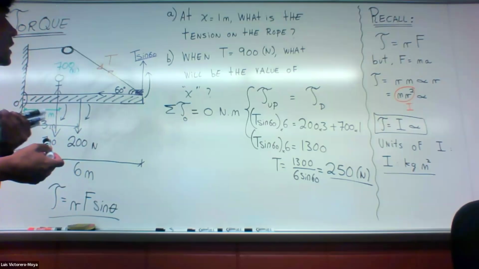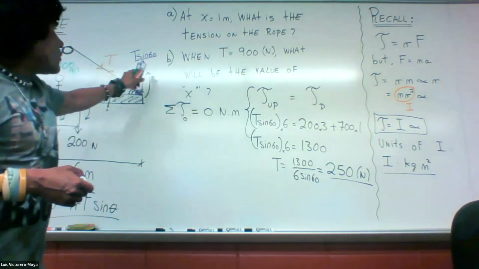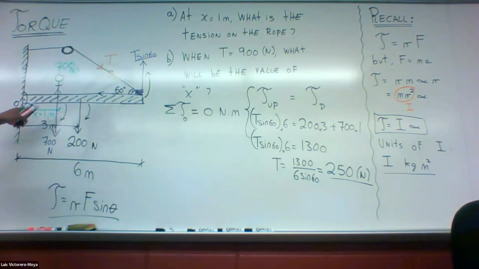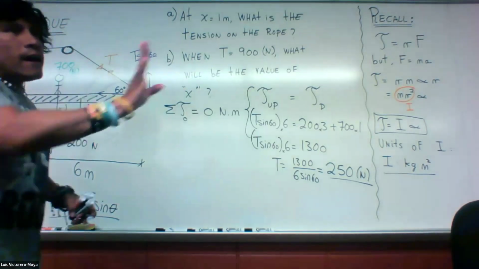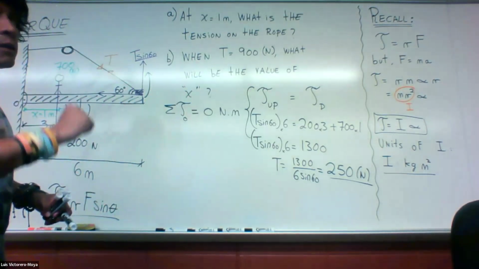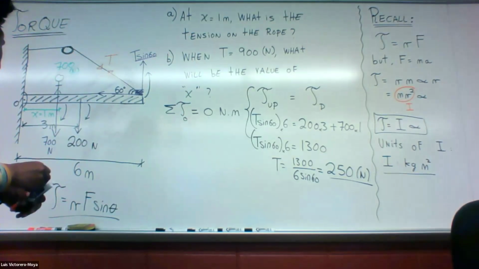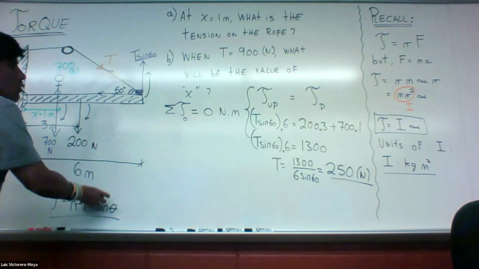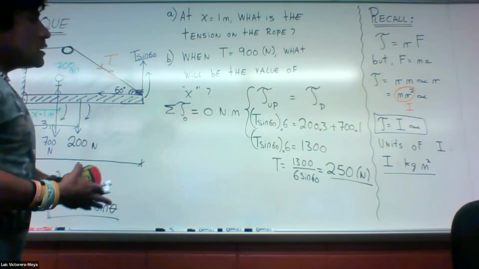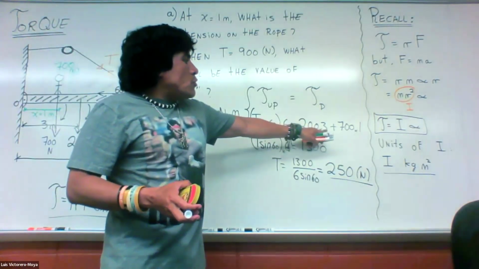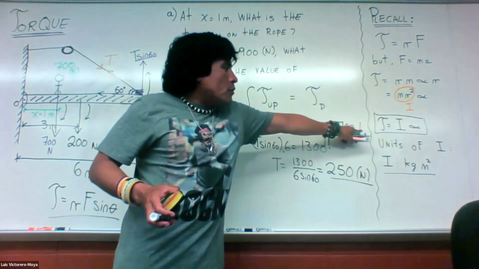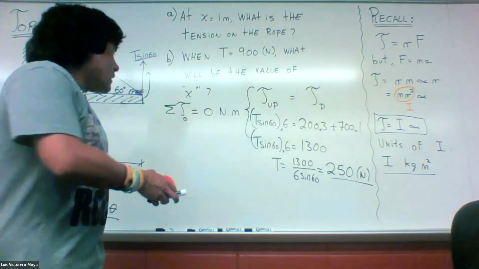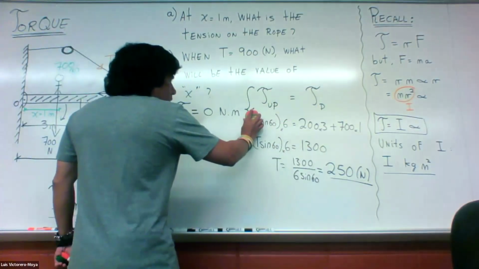Part B, when the tension is 900 newtons, so if T is 900, what will be the value of X? So part B is asking you how far can the person move along the bar for the tension to be 900 newtons. So it's the same setup. The only difference is that now you don't know the value of X, so it's not 1, it's X. And you know T, it's 900. Okay, so this is part A.